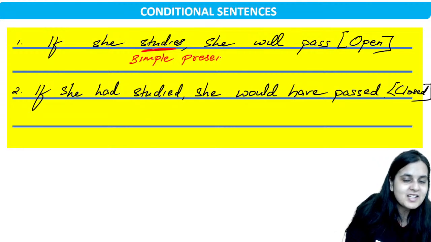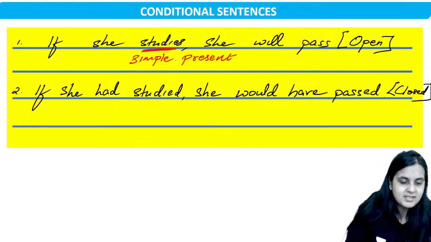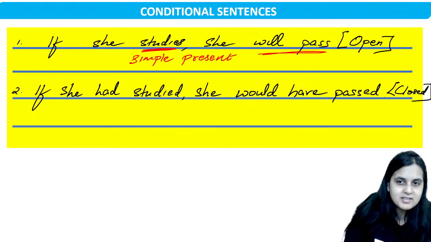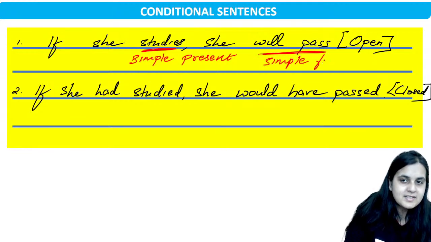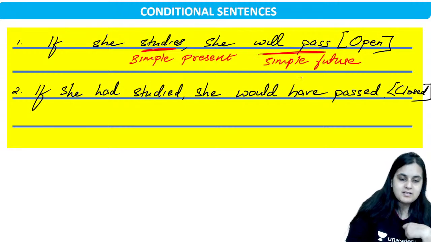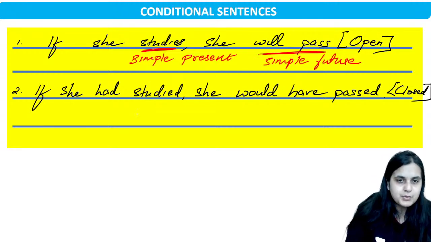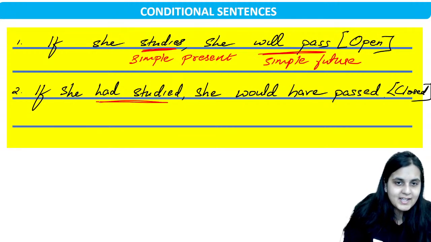Okay, if she studies, we will use simple present tense. She will pass. Will pass, we use simple future. Okay, this tense structure is very important. If she studies, she will pass. Simple present, simple future.